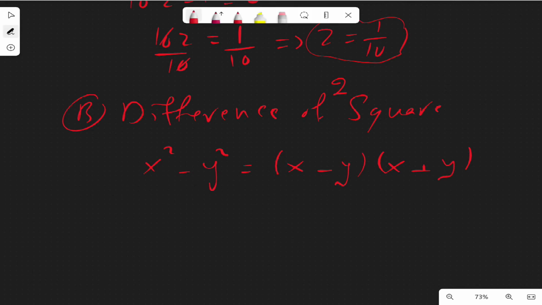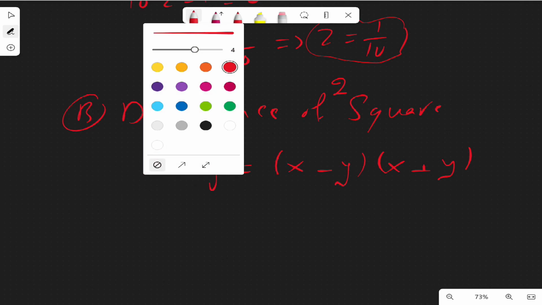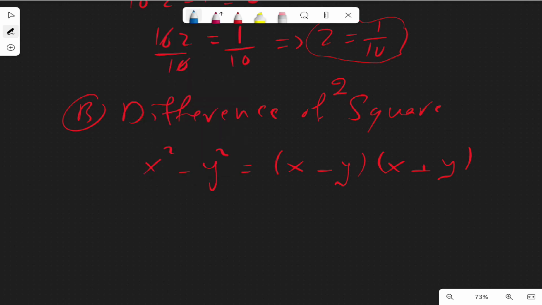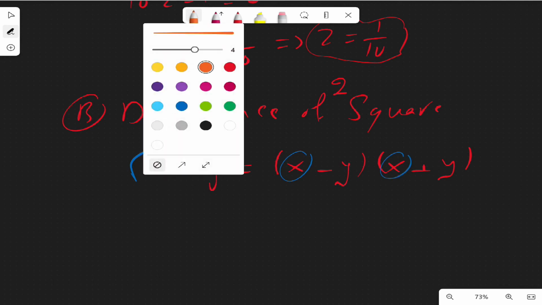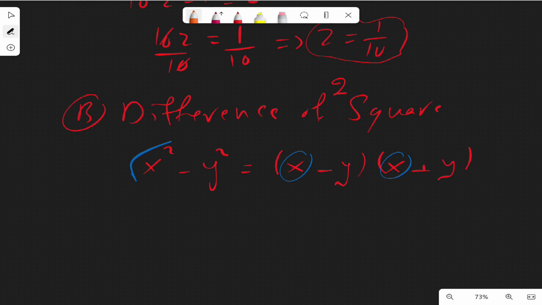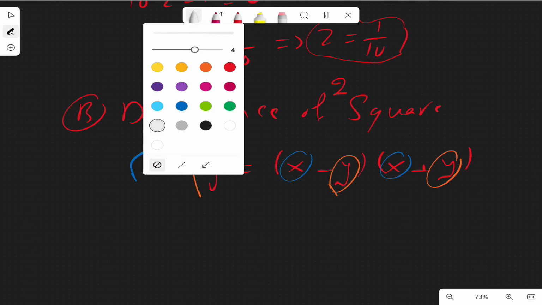Also, as a hint, you can say, what is the square root of x squared? The answer is x and x. What is the square root of y squared? The answer is y and y. Plus and minus. Let's have an example.